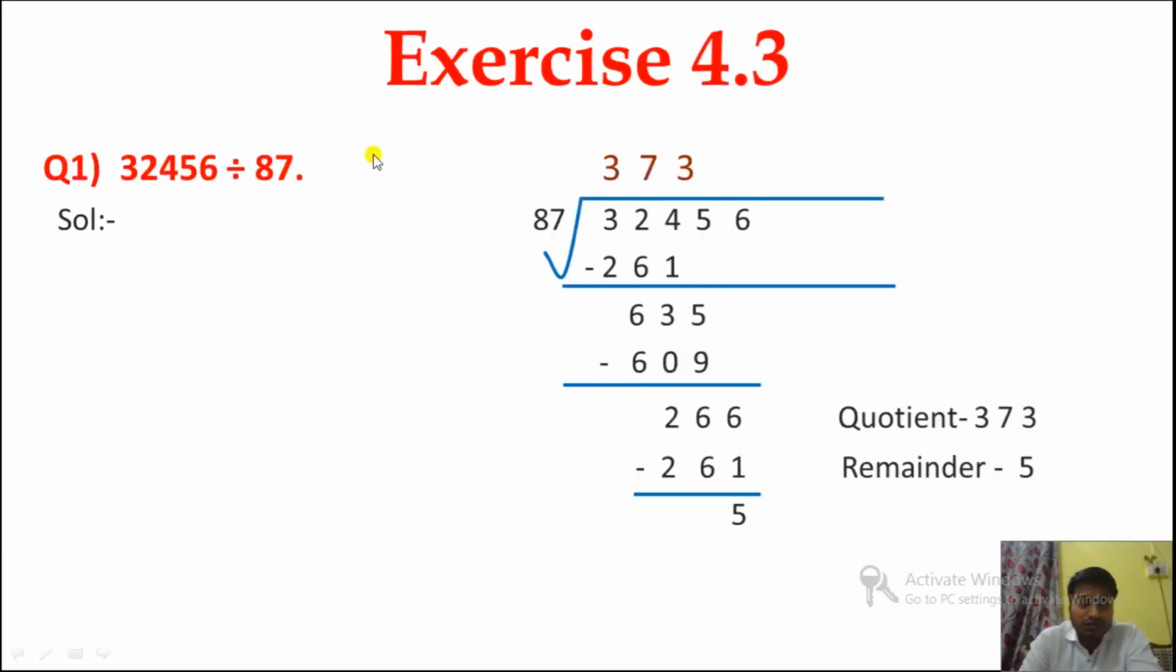This is from exercise 4.3, question number 1. So we have here 32,456 and this we have to divide by 87. Same way we can arrange like this. Okay, so this is dividend and this is divisor. So divisor having 2 digits. Okay, so first we will check 2 digits. So here we have 32, which is less than 87. We cannot divide, so we will go for 3 digits. Clear? That means 324.